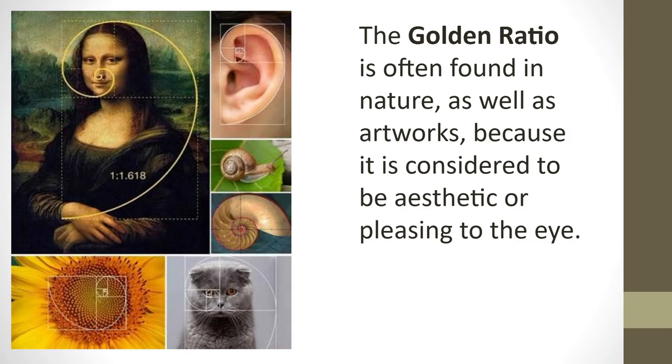The golden ratio is often found in nature as well as artworks because it is considered to be aesthetic or pleasing to the eye. You can see the golden ratio happens in your ear, in these snails, sunflower seeds, and Da Vinci's Mona Lisa. You can see the golden ratio happening with different points of interest in the way she's sitting.